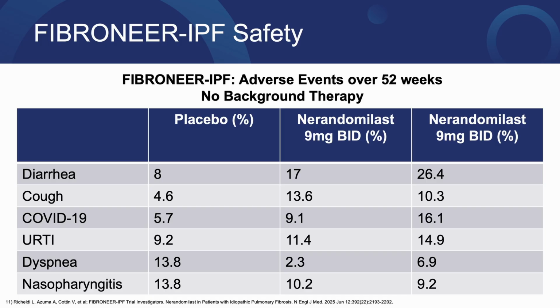COVID-19 had to be reported during the trials, was a little higher in this group here. I think this is supposed to be the 9 and the 18, but they actually put 9 for both of them. Dyspnea, again, these patients tend to be dyspneic anyway, but was different than placebo, where the treatment arms had less dyspnea than the placebo arm there. Nasopharyngitis was actually higher in the placebo arm as well.